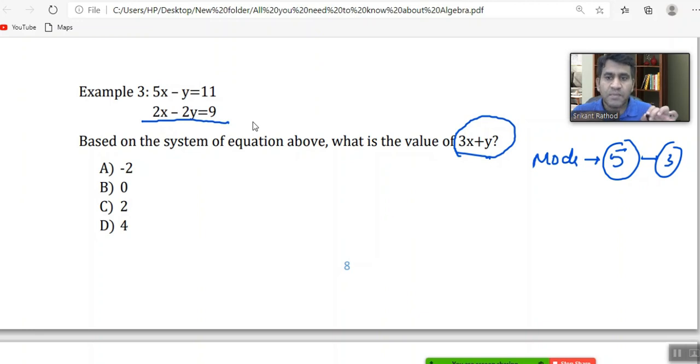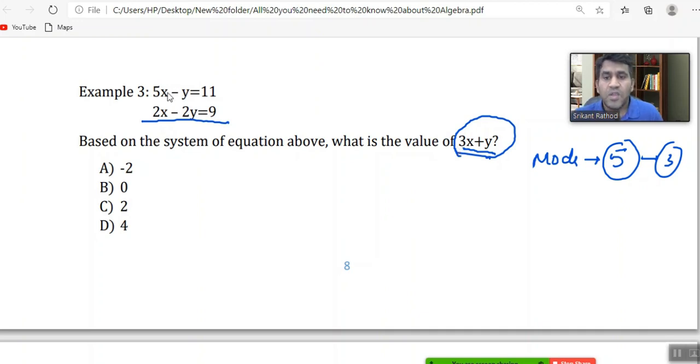So my suggestion, before going with the elimination or substitution, whenever there is a question asking for something together, try to add them. After adding, you should get 3x plus y. If not, try to subtract them. After subtracting, you should get 3x plus y. Definitely, most of the time, especially in the SAT, if this is the type of question appearing under the non-calculator section, then most of the time you can get your answer in this way.